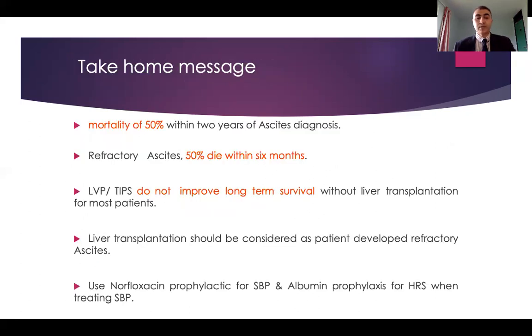Take-home message: the mortality is 50% within 2 years of the diagnosis of refractory ascites. Unfortunately, 50% of these patients die within 6 months. LVP and TIPS don't improve long-term survival without liver transplantation for most patients, and liver transplantation should be considered for patients who develop refractory ascites.